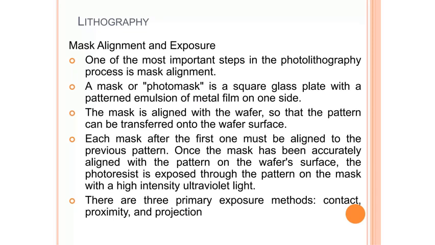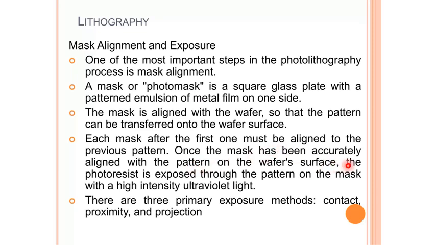Mask alignment is very important. One of the most important steps in the photolithography process is mask alignment. A mask, a photo mask, is a kind of glass plate with a patterned emulsion or metal film on one side. The other side is the image of the pattern. The pattern can be transferred onto the wafer surface. Each mask after the first one must be aligned to the previous pattern. So actually a stack of several patterns is required.